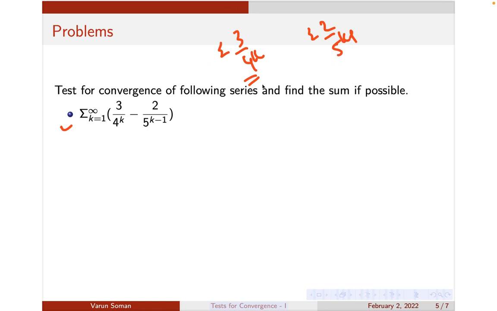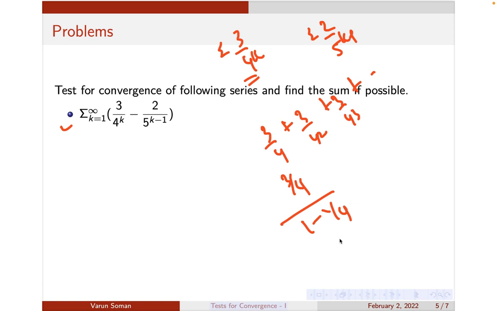Now what can you say about this series? If you don't know that series, let us write a few terms. It is actually 3 by 4 plus 3 by 4 square plus 3 by 4 cube. Now you can see that this is actually a geometric series with 3 by 4 as the first term and 1 by 4 as the common ratio. The sum is a by 1 minus r. Basically, the series will converge if your common ratio 1 by 4 is less than 1. It is less than 1. So therefore, sigma 3 by 4 raised to k is convergent. Similarly, if you look at the second series, it is 2 by 5 raised to k minus 1, right?